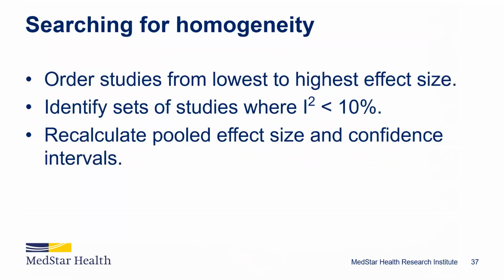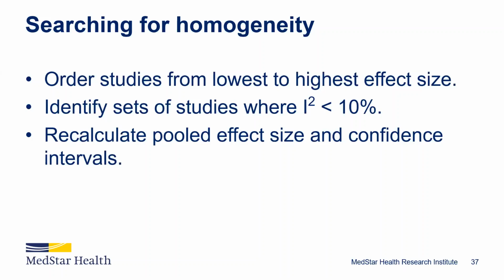So because you have their data, I took their data and sort of reanalyzed it and looked for studies that were homogeneous, that is, where the I-squared was small. I took 10% as a cutoff here. I think 25% is sometimes used as a cutoff for a small degree of heterogeneity.